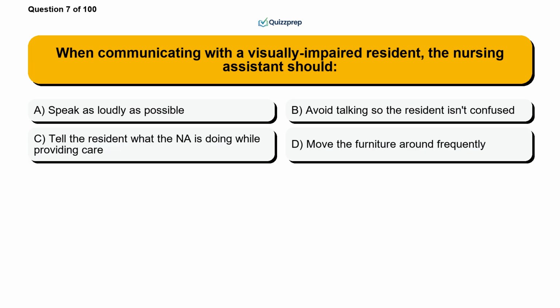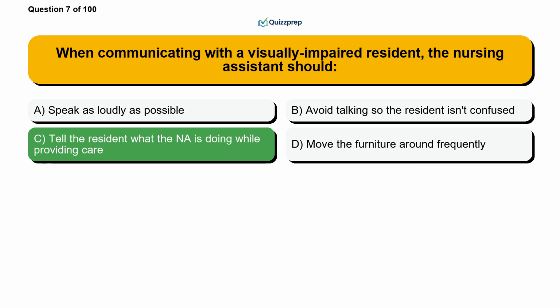Question 7. When communicating with a visually impaired resident, the nursing assistant should: Option A. Speak as loudly as possible. Option B. Avoid talking so the resident isn't confused. Option C. Tell the resident what the CNA is doing while providing care. Option D. Move the furniture around frequently. The correct answer is option C. Tell the resident what the CNA is doing while providing care.